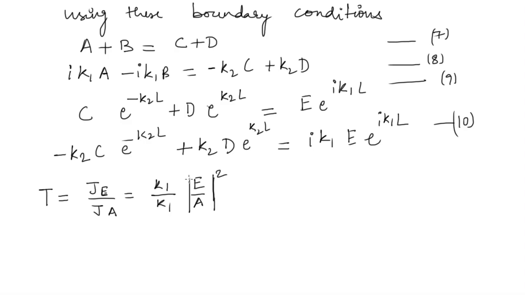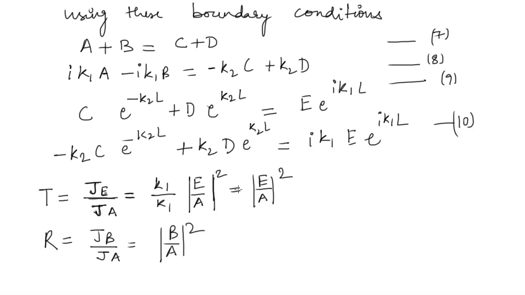The probability current in region 3 gives the number of particles per unit area per second. You can check the dimensions of J: that will be probability per unit area per second. This is equal to |E/A| squared. And if you would like to calculate R, that would be J_B upon J_A. Again, J_B and J_A have the same momenta, so I will get |B/A| squared.